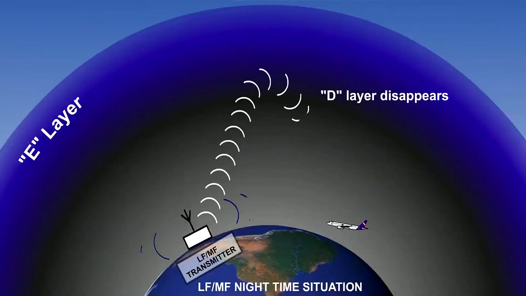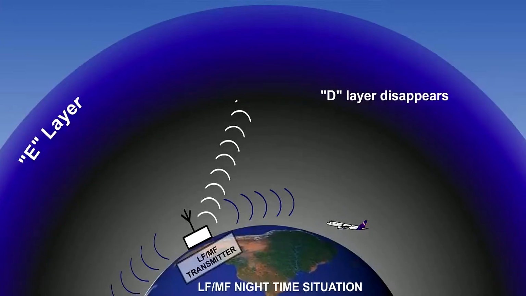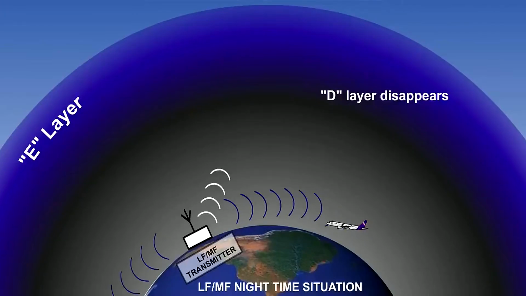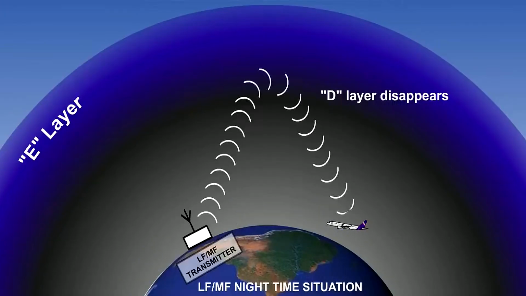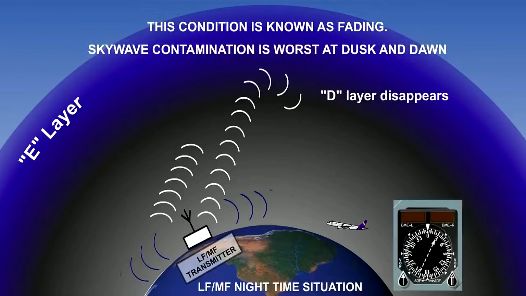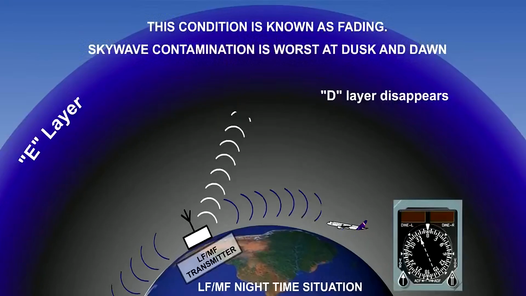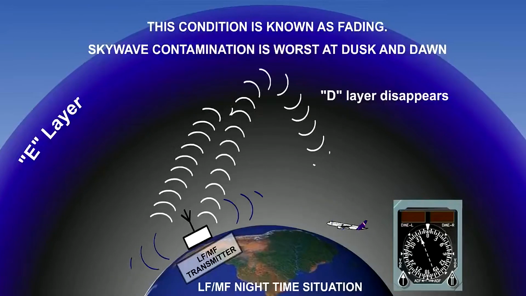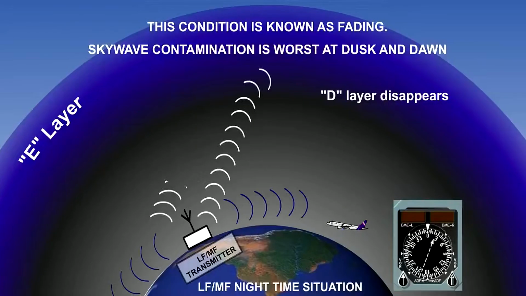At night, the D layer disappears, and low and medium sky wave propagation is possible by refraction from the E and F layers. This gives them a greater range than by using surface waves, but nighttime sky wave propagation in low and medium wave can interfere with surface wave propagation in the same bands, which are used by some navigation equipment, such as NDBs.